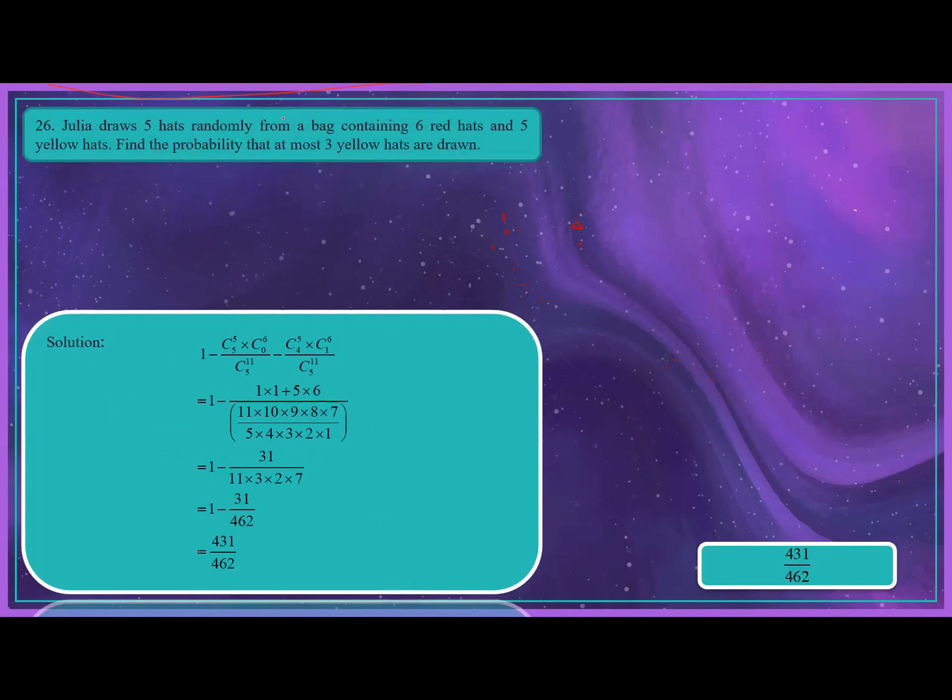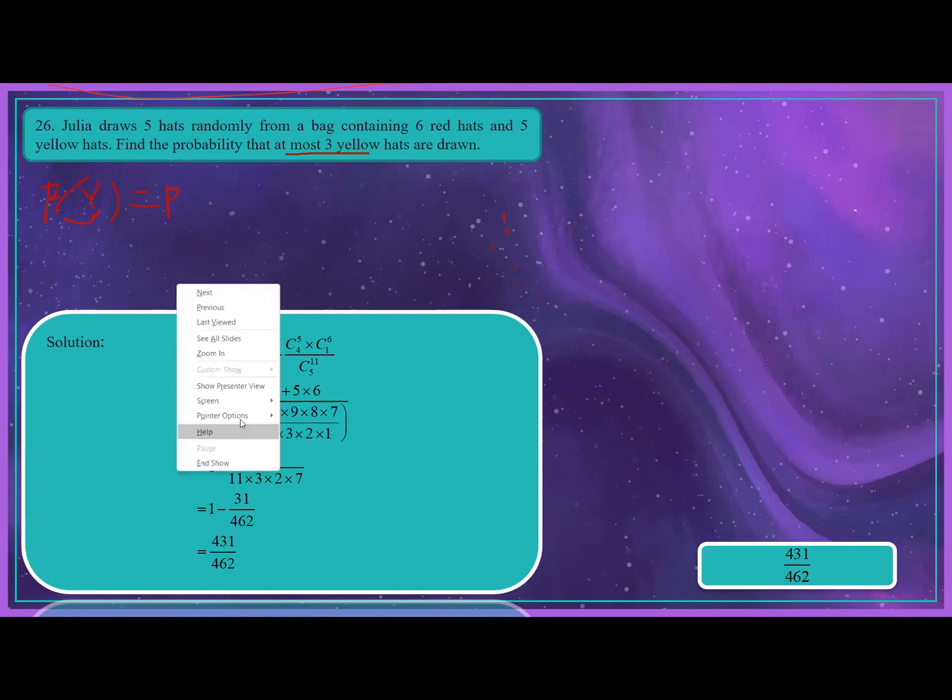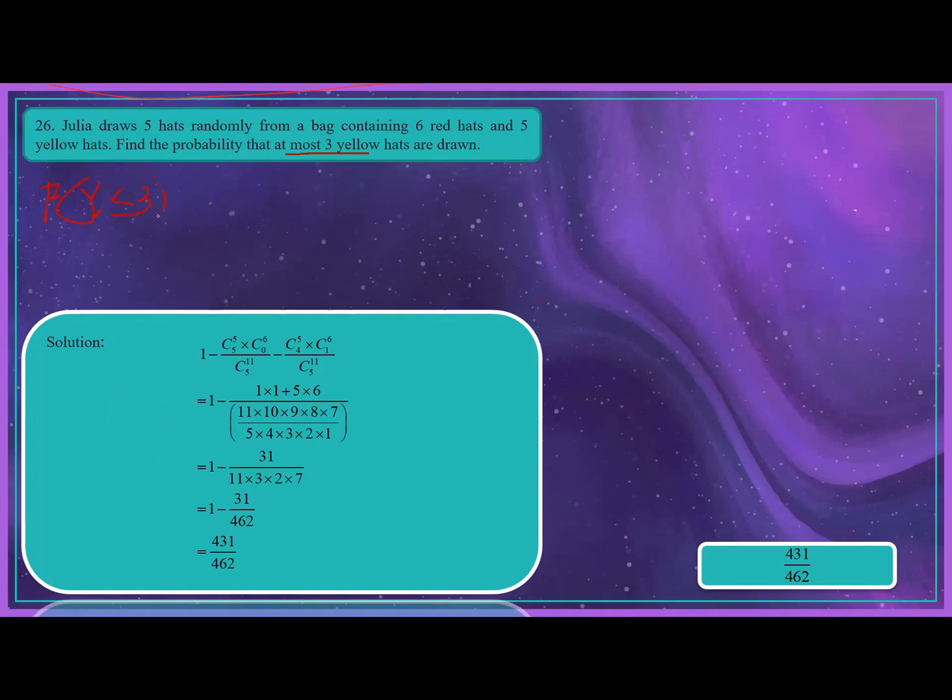Julia draws 5 hats randomly from a bag containing 6 red hats and 5 yellow hats. Find the probability that at most 3 yellow hats are drawn. If you have at most 3 yellow hats, it means the number of yellow hats should be less than or equal to 3.